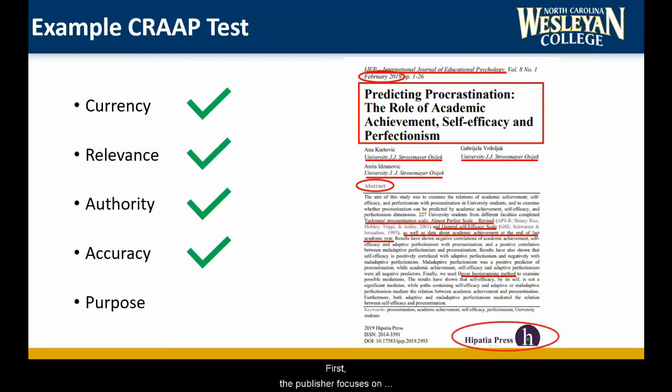First, the publisher focuses on publishing scientific journals. Second, the abstract tells us that this article is meant to share research data with the reader. Based on this information, the purpose is to inform. After completing our CRAP test, we can conclude that this is a good source for our argument.